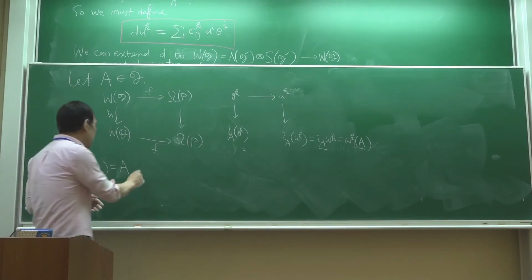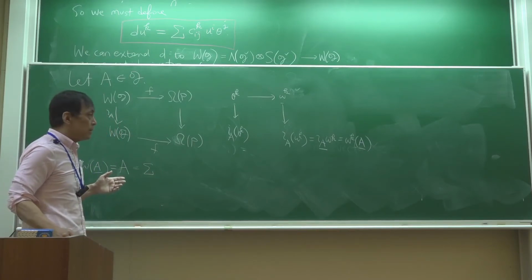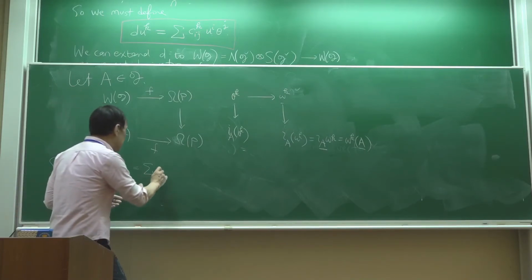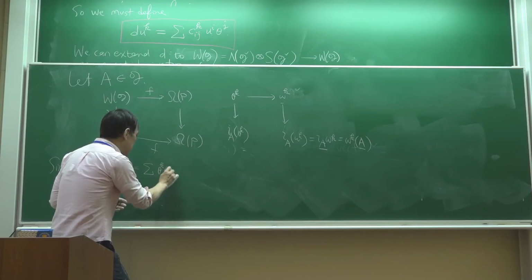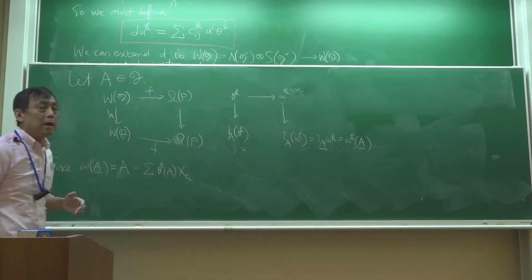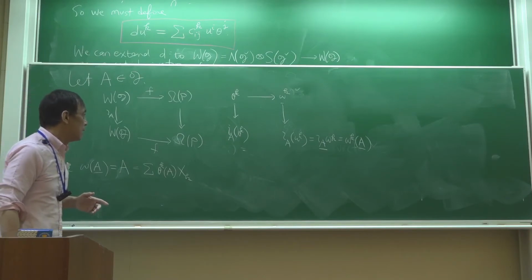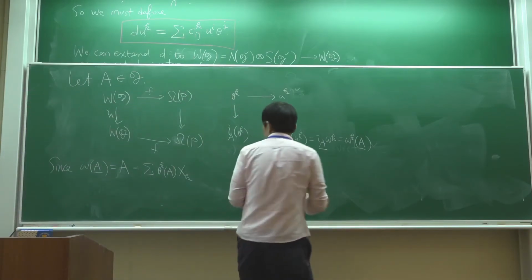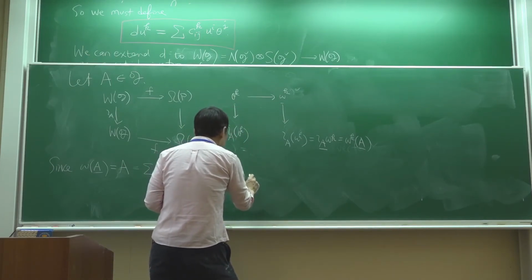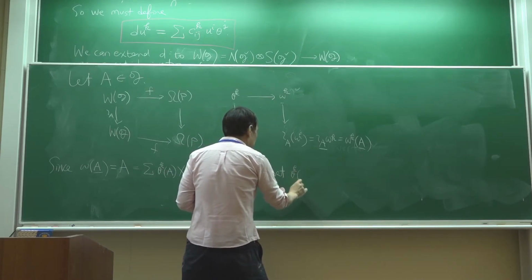And so if you write A in terms of its components, it will be theta k A xk. And so this omega k bar is equal to the constant theta k A.